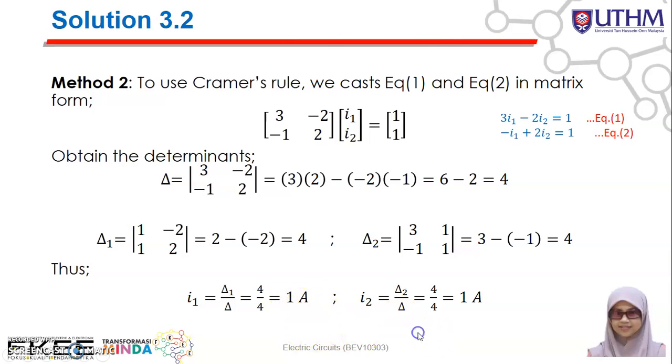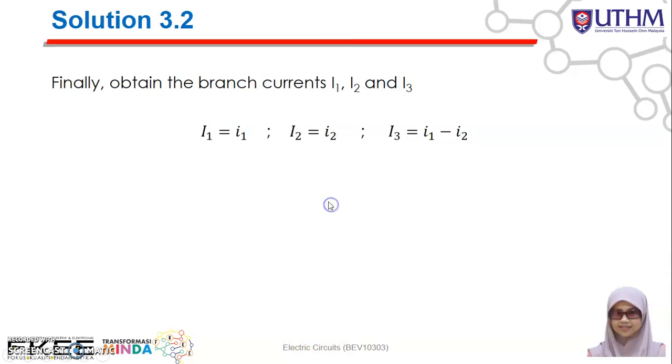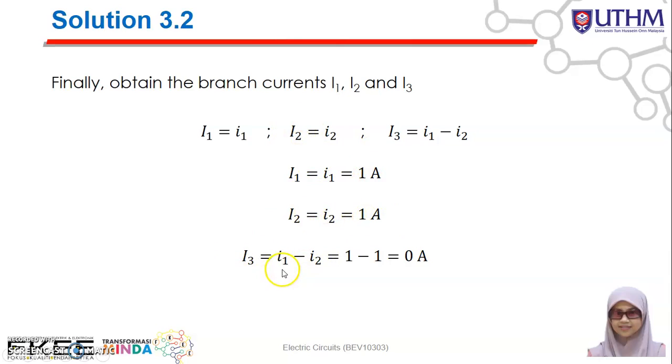Okay, and then next, finally, you can obtain the branch currents I1, I2, and I3 based on the value of the mesh current. So this is the equation that you get from the previous slide. The branch current I1 is equal to the mesh current I1, which is 1 ampere, and the branch current I2 will be equal to the mesh current I2, equal to 1 ampere. And then the branch current I3 will be equal to the mesh current I1 minus mesh current I2, is equal to 1 minus 1 is equal to 0 ampere.